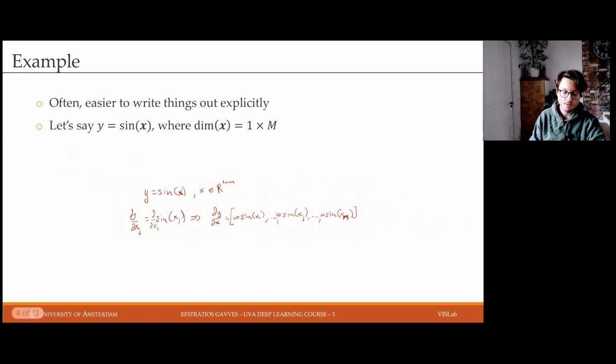As a simple example, let's assume that we've got the sine computed on top of our vector input x. Then to compute the gradient, we simply create a vector where each of the dimensions has the derivative of the sine with respect to each of the dimensions. So cosine of x1, cosine of x2, and so on and so forth.